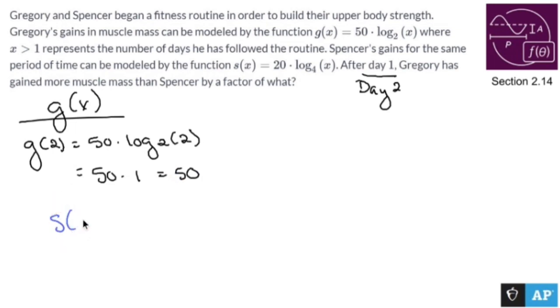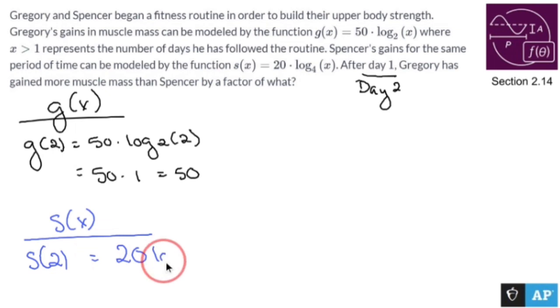Let's take a look at Spencer, s of x. This is going to require a little bit more. In order for me to find s of 2, I have 20 log base 4 of 2. Now, I don't have a calculator. I can't do log base 4 of 2 directly. But this is what I can do.